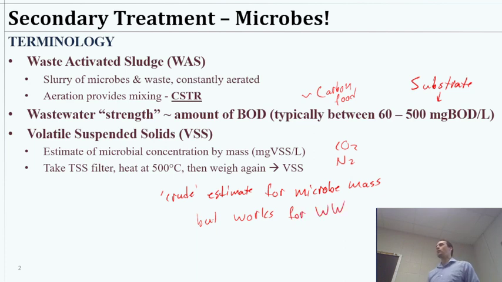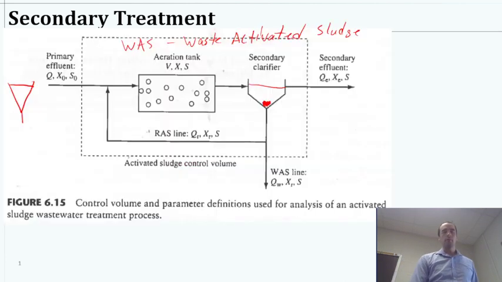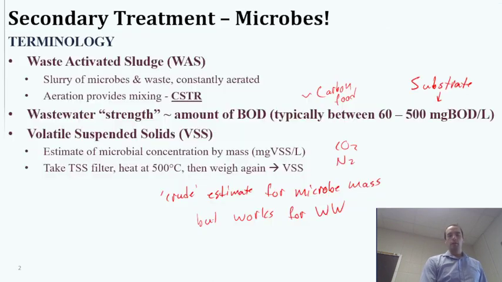Okay, so that's a handy tool, and that's going to be essentially the type of metric we use whenever we describe X, like we showed a minute ago. We'll provide that in milligrams of volatile suspended solids per liter.